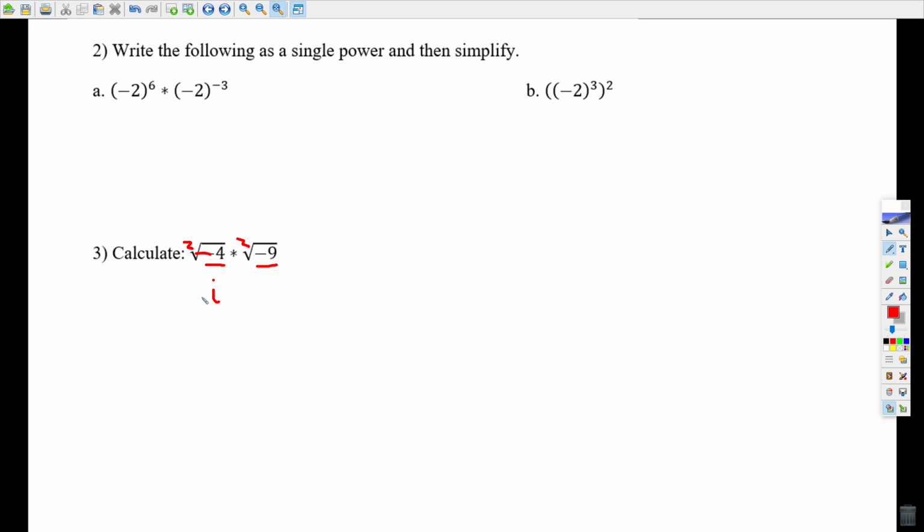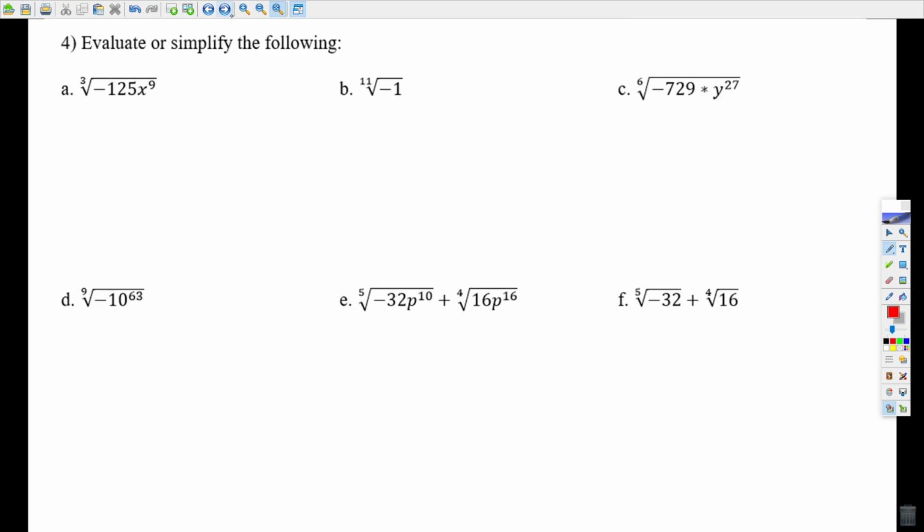So square root of 4 is 2, i, times square root of negative 9 is 3i. And then you could multiply them together. You'd get 6i squared. Don't forget what i squared is from a long time ago. What is i squared? That's equal to negative 1. This answer is negative 6. So individually, these give you i's, but when you put these i's together, it changes it quite a bit.